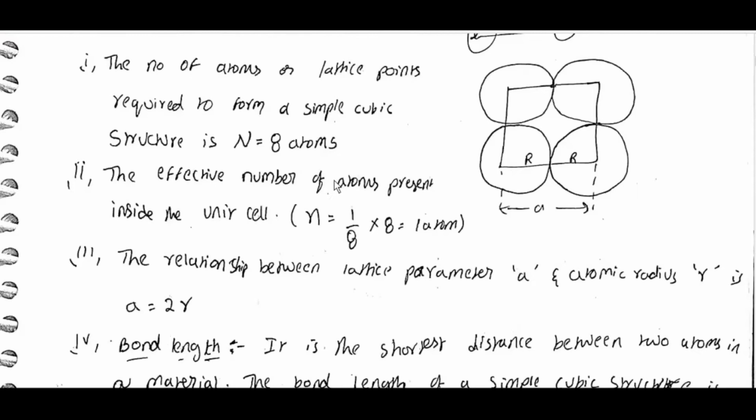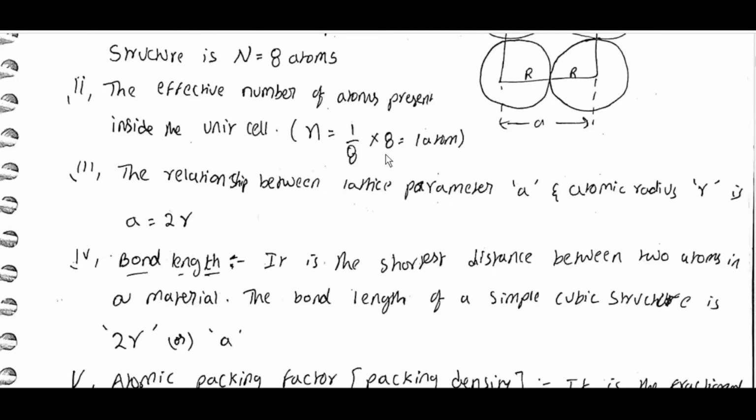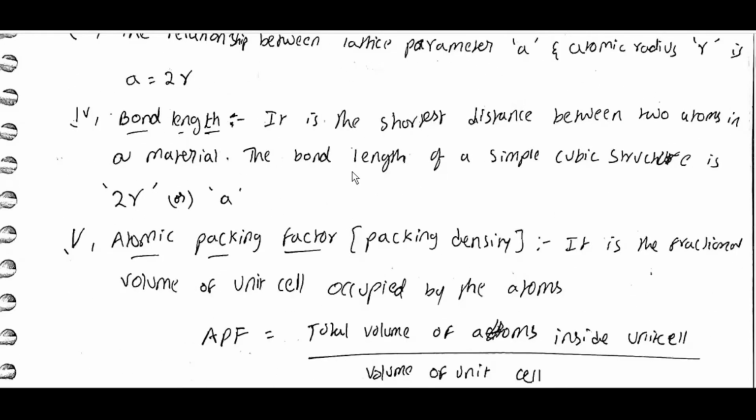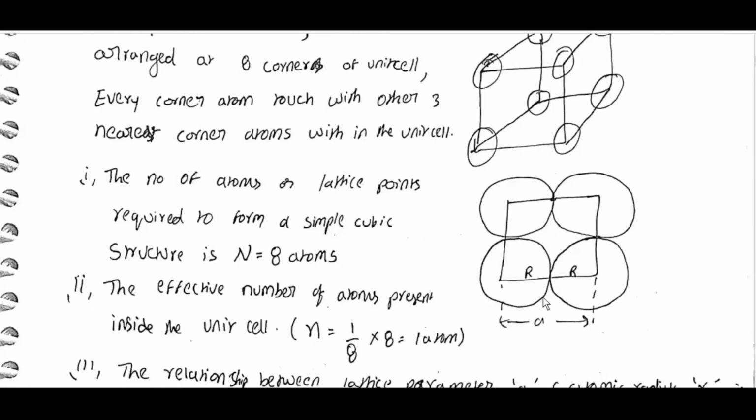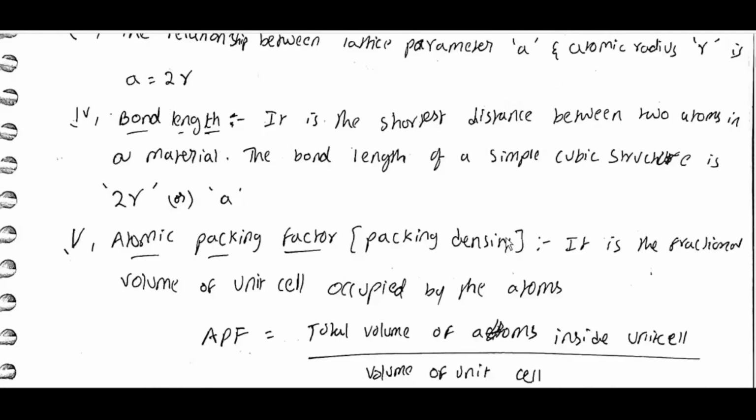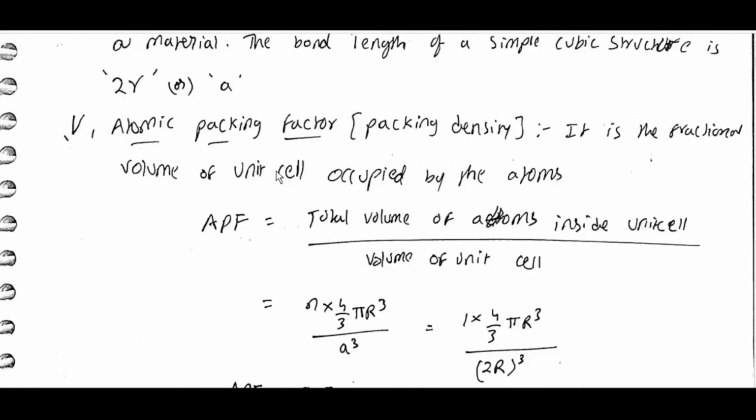The effective number of atoms present inside the unit cell is n equal to 1 by 8 into 8, which is equal to 1 atom. The relationship between lattice parameter a and atomic radius r is a equal to 2r. Yes, this is a, and a is equal to 2r. Bond length is the shortest distance between two atoms in a material. The bond length of the simple cubic structure is 2r or a.